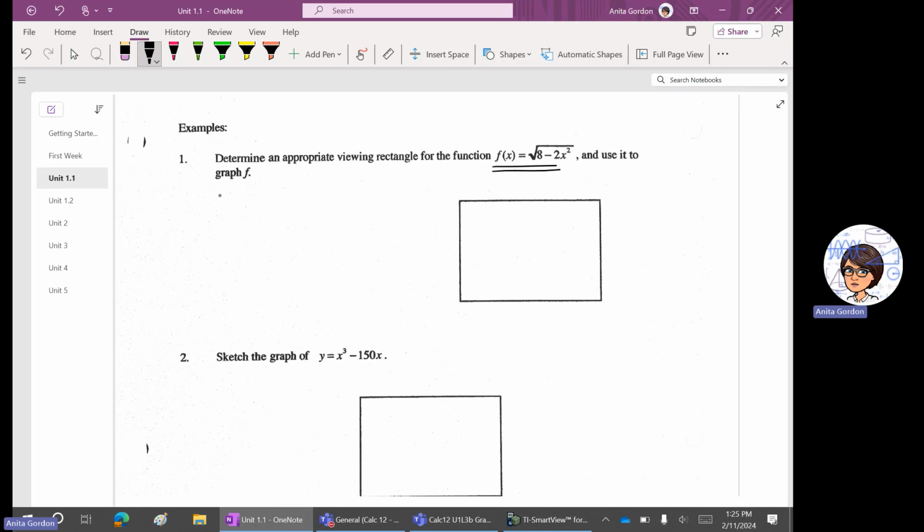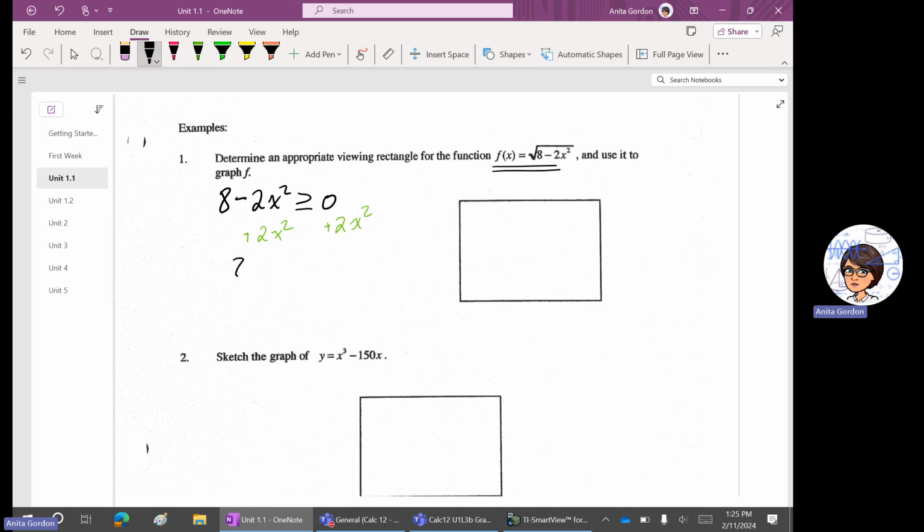So there's a possibility for this to be negative. So that means we want 8 minus 2x squared to be a positive number. So it's either going to be equal to or greater than 0. And I'm going to solve for x to find what my restriction is. I'm going to add 2x squared to both sides.